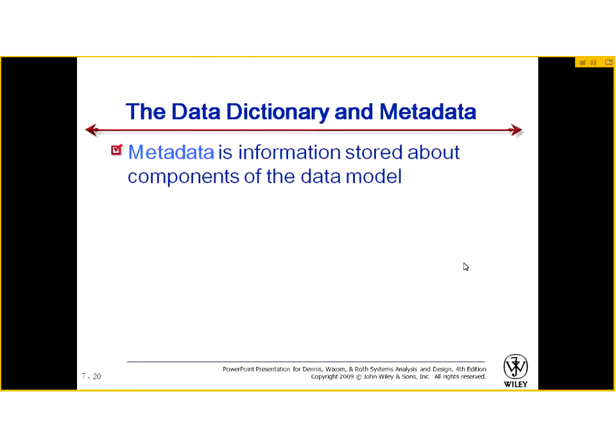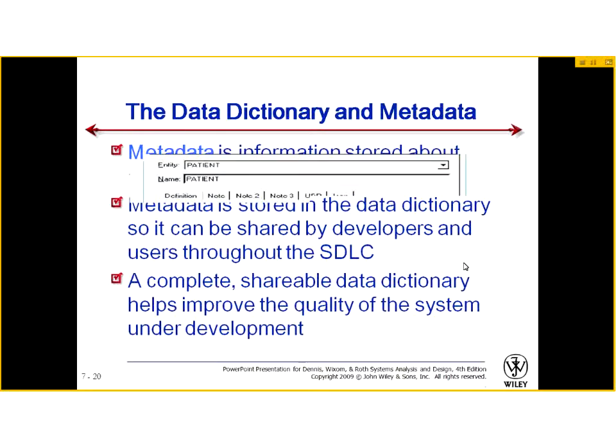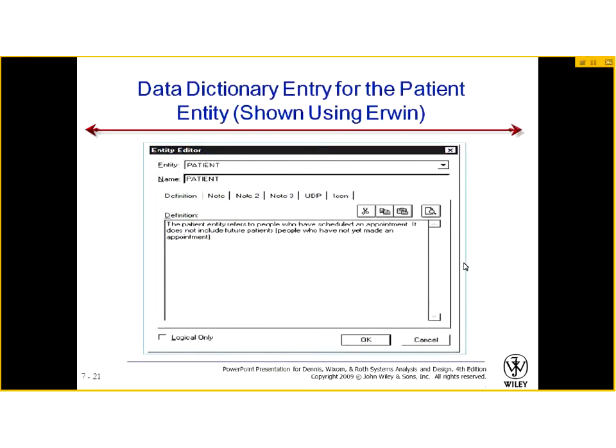Then you make a data dictionary, and you keep the metadata, which is data about data. It is because this is keeping the information about the data model, about the components of different data models. So this metadata is stored in the data dictionary, so it can be shared by developers and users throughout the SDLC. So a complete shareable data dictionary helps improve the quality of systems under development.